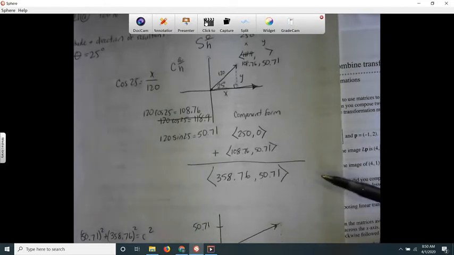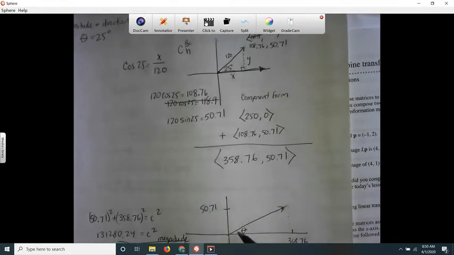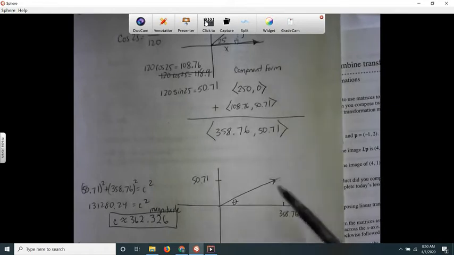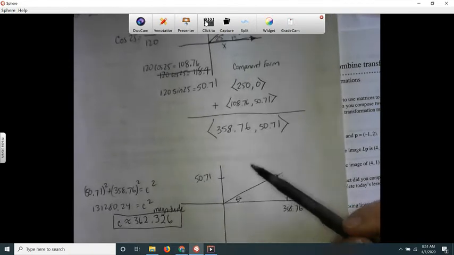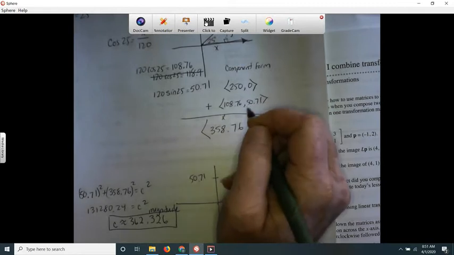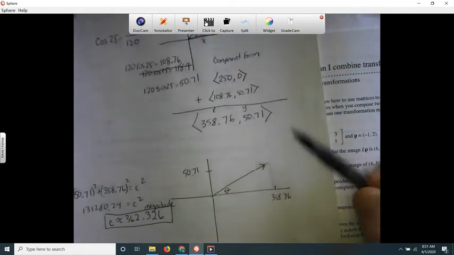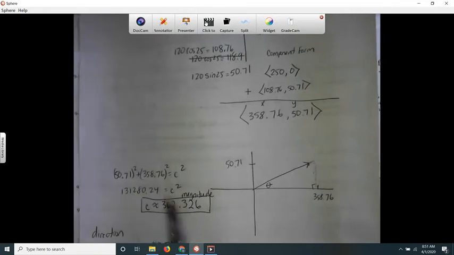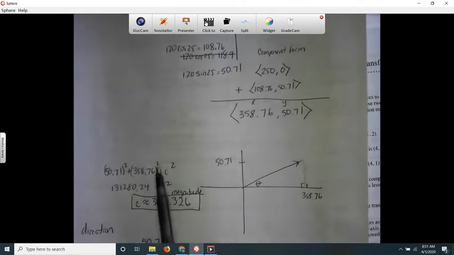But they want the magnitude and the direction. Now that I have this vector, they're asking for the magnitude, which is the length of the hypotenuse, and the direction, which is the angle theta. So now I have to go back and find those. I'm going to use the Pythagorean theorem because this is like x and y. I know this height is 50.71, and it's a right triangle, so 50.71 squared plus this length down here, 358.76-ish, squared equals c squared.